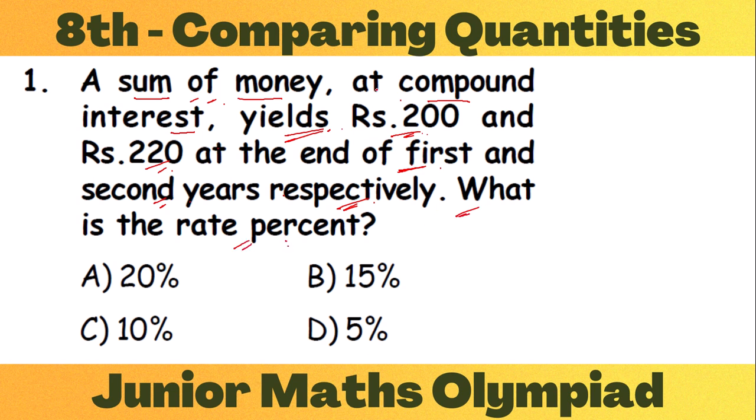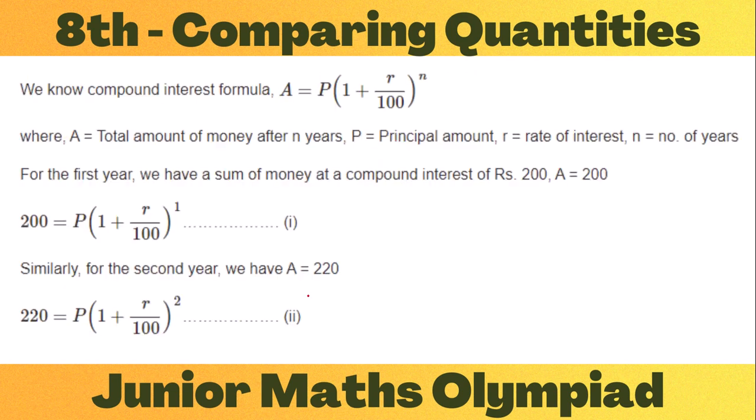Means if they calculate compound interest at what percentage, then in the first year it will become 200 and in the second year it will become 220. That rate of interest percentage we have to find out. Here, children, they have used compound interest. The word compound interest means we have to use the formula for compound interest.